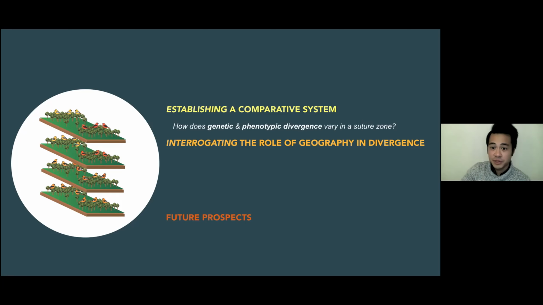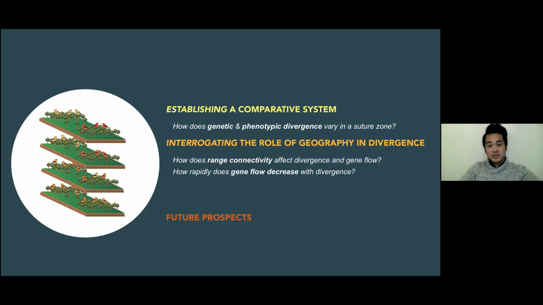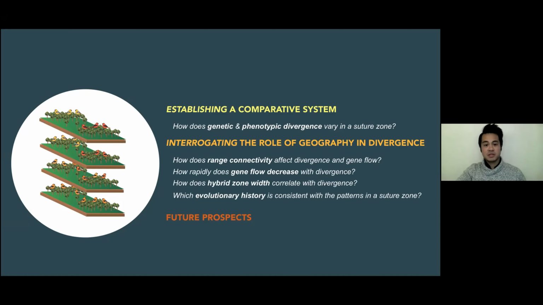Start off with a comparative system, asking how genetic and phenotypic divergence vary in the suture zone. And then we get into the role of geography, looking into range connectivity, divergence, and gene flow: how gene flow decreases with increasing divergence or increasing isolation, how hybrid zone width correlates with this divergence, and what evolutionary history is consistent with the patterns that we observe in these suture zones.